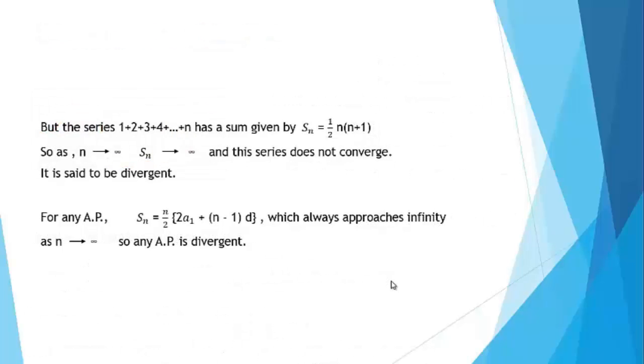But the series 1 plus 2 plus 3 plus 4 plus up to n has a sum given by Sn equals half n times n plus 1. So as n tends to infinity, Sn tends to infinity, and this series does not converge. It is said to be divergent. For any arithmetic progression, Sn equals n by 2 times 2a plus n minus 1 times d, which always approaches infinity as n tends to infinity. So any arithmetic progression is divergent.